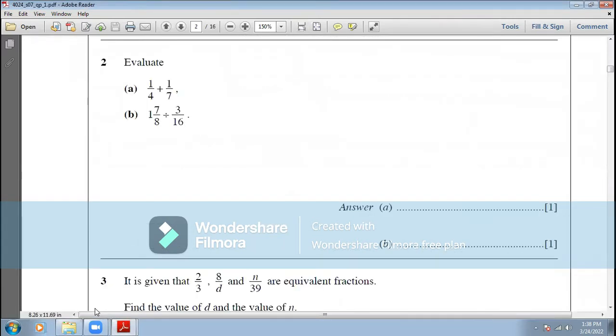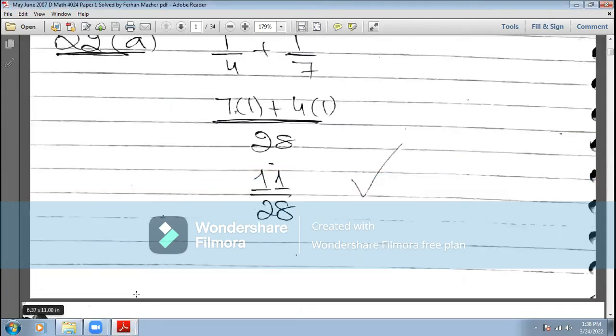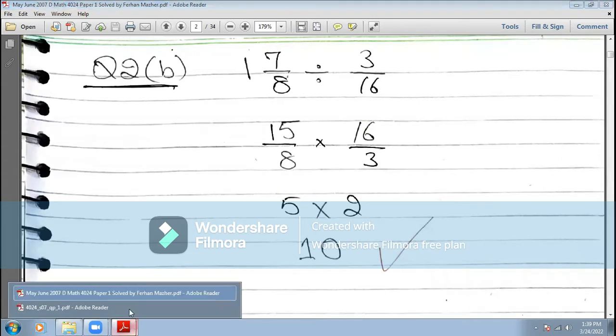Okay, the B part is 1 whole 7 by 8 divided by 3 by 16. So we will solve this B part. 1 whole 7 by 8, 8 ones are 8. 8 plus 7 will be 15 by 8. Convert that divide sign into multiply sign. Then this fraction will flip, it will reciprocate. So it will become multiply 16 by 3. So 8 twos are 16, 3 fives are 15. So you are left with 5 multiplied by 2, and that will be 10. I have checked this answer already. I hope you understand this.